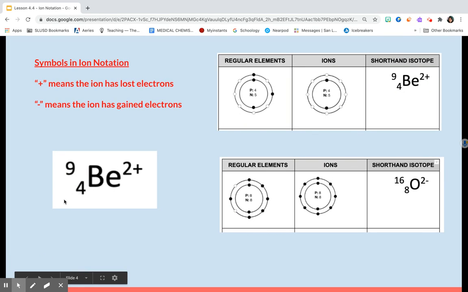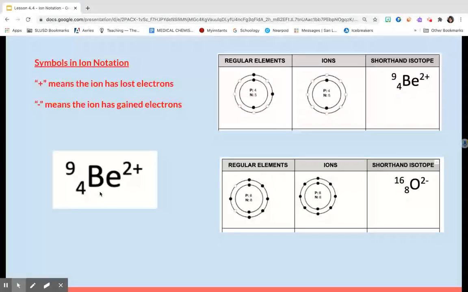So before we start talking about how do we write ions and what does each part of this mean, let's review something that we should know from last semester. What does the top number, bottom number mean? And how do we know that? Oftentimes when we look at an element or an atom, it looks like this picture, a regular element. But it's kind of annoying to have to draw this every single time. So oftentimes we'll write it in written notation or shorthand isotope notation like it shows here.